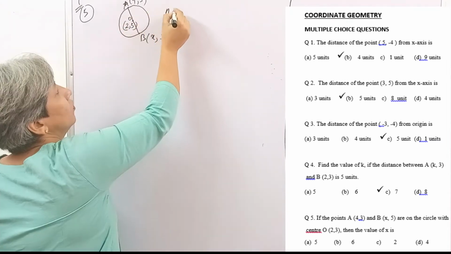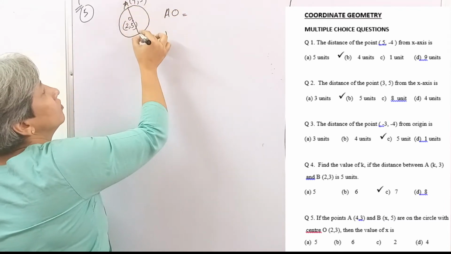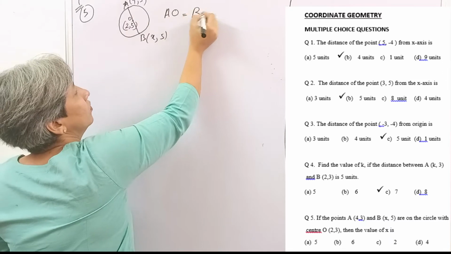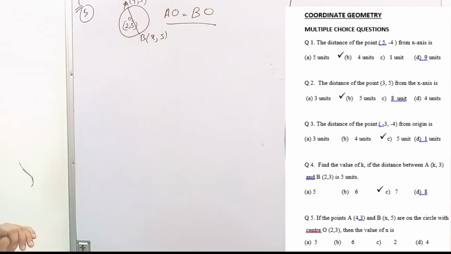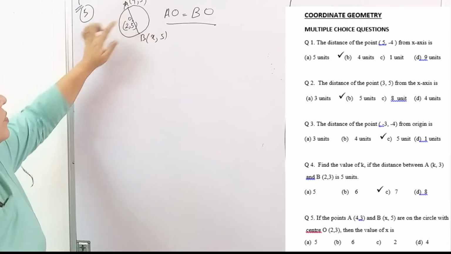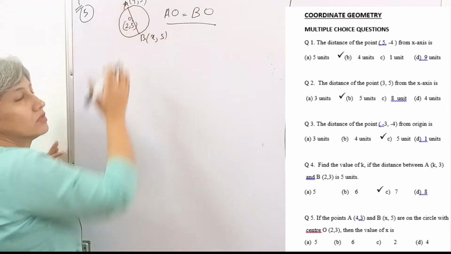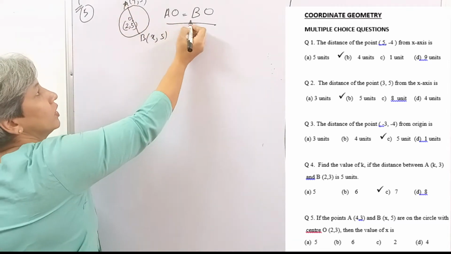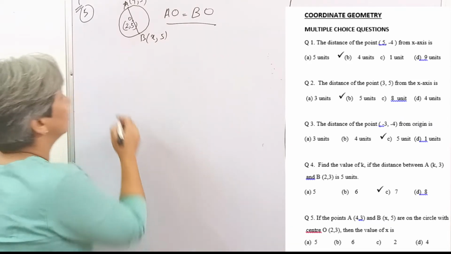AO is equal to BO. AO is equal to BO. So for both sides the endpoints are given. We can find out AO, we can find out BO, we'll equate them and we'll get the value of x. So you can do it.